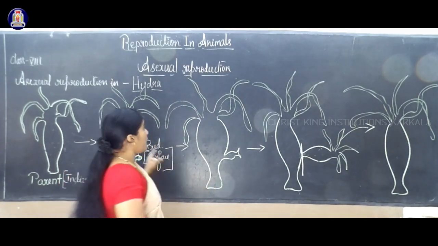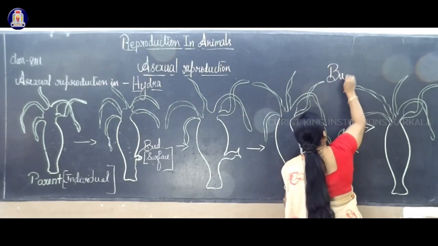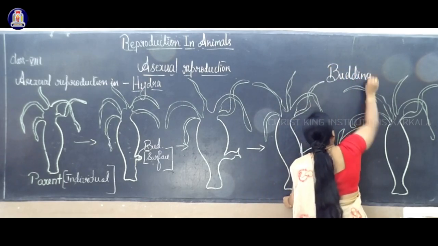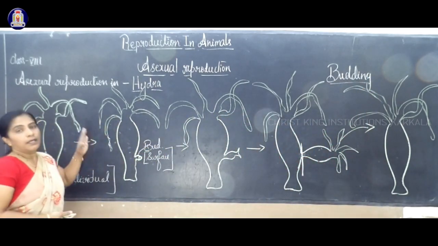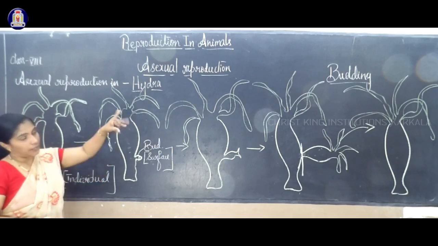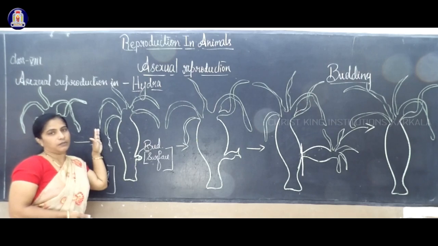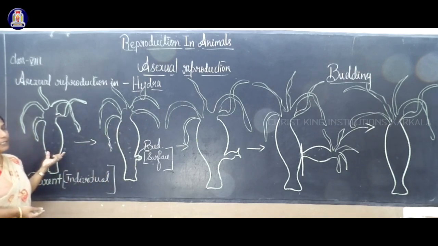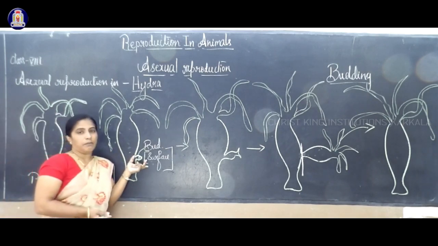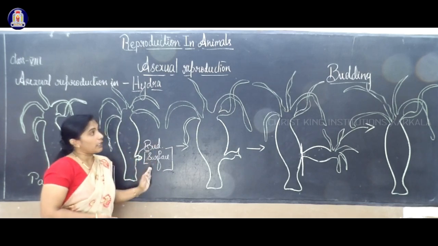This total process is called by one name, that is budding. What is budding? Why is it given the name bud? Asexual reproduction and budding, keep these words in your mind. Giving birth to a similar copy from an individual single parent cell is called asexual reproduction. Second, a bud-like structure appears on the surface of the mother body. That's why it is called a bud.